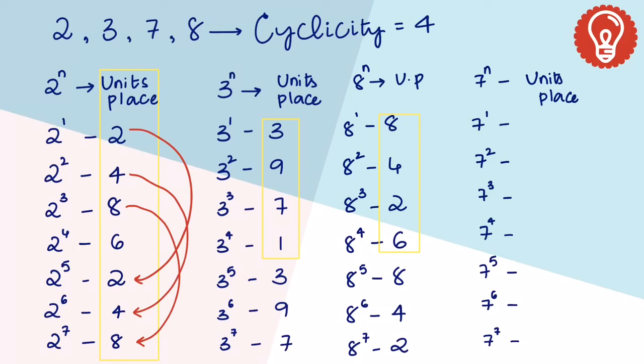Similarly, if you look at 7, the units place is 7, 9, 3, 1, 7 again, 9, 3, 1, and so on. The series is repeating for every 4 numbers, therefore the cyclicity of 7 is also 4. With this we understood 2, 3, 8 and 7 are behaving in the same way, therefore the cyclicity of all these numbers is 4.